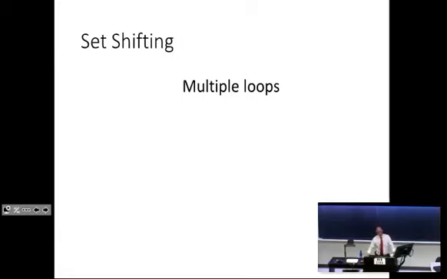Now, set shifting is another frontal function. What set shifting means is when you're doing a task and that task is finished, you have to shift and do something else. People who've got frontal problems have difficulty shifting from one task to another. So they keep doing the same kind of thing.